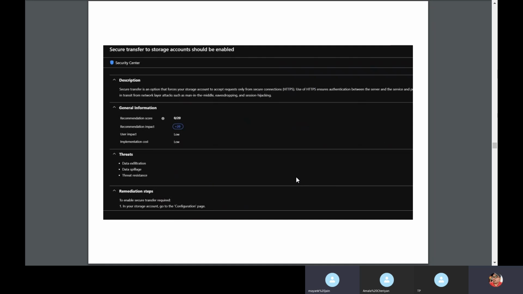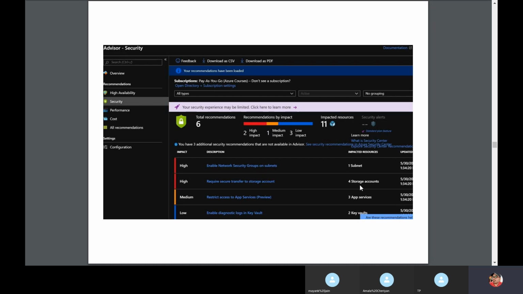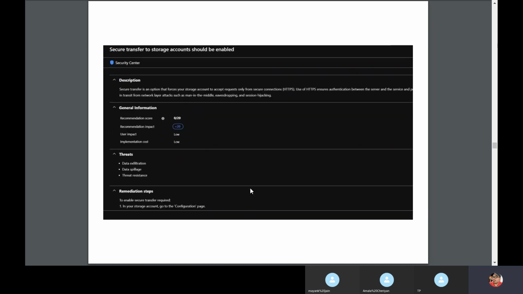If you read here, the Security Center description says: secure transfer is the option that forces your storage account to accept requests only from a secured connection. I was talking about the storage account, and it is a high priority. Why? The storage account must be accessed through HTTPS or some particular protocols. It should be secured enough, authenticated, and the endpoint should be secured enough.